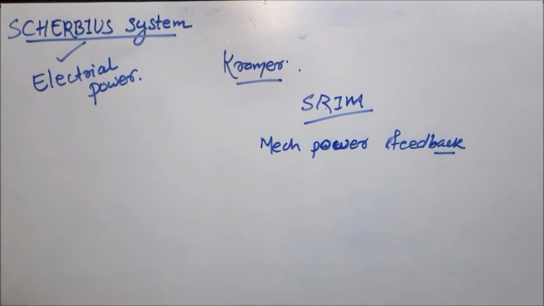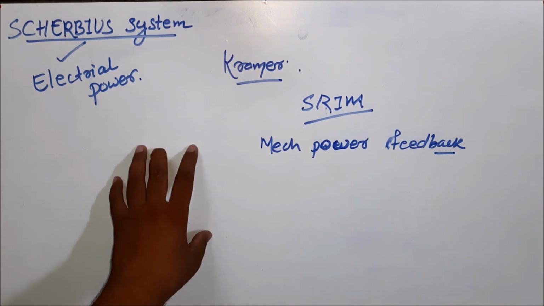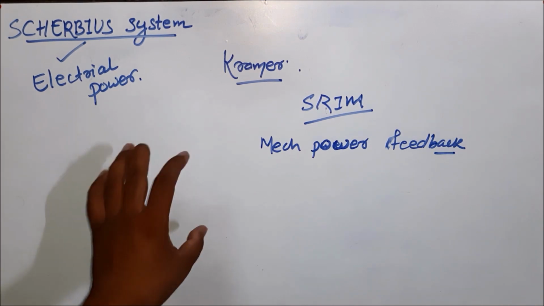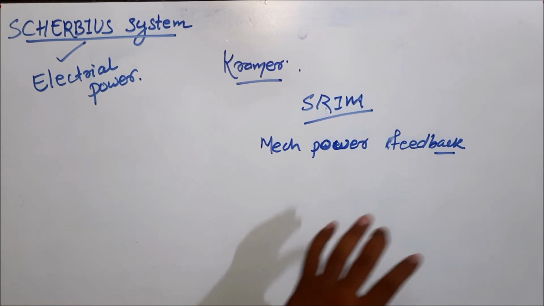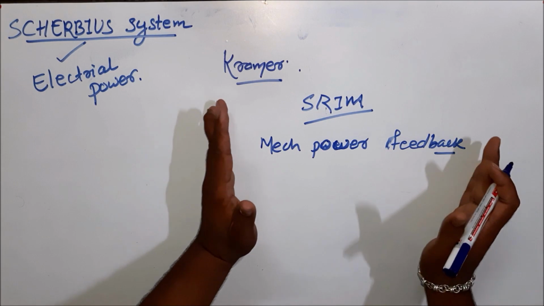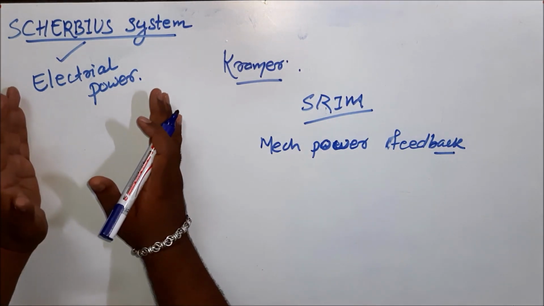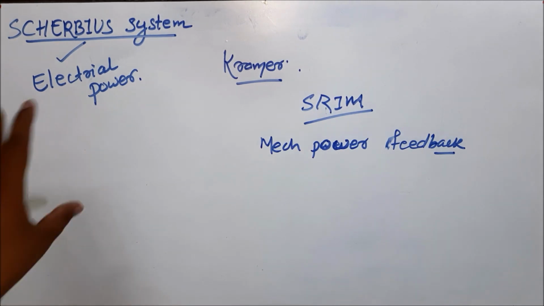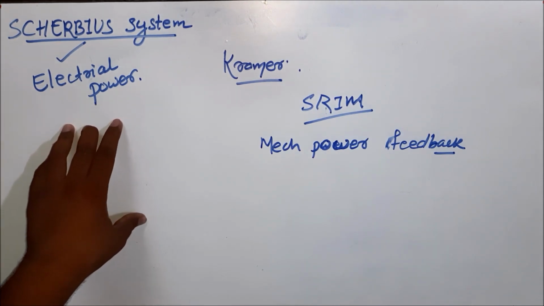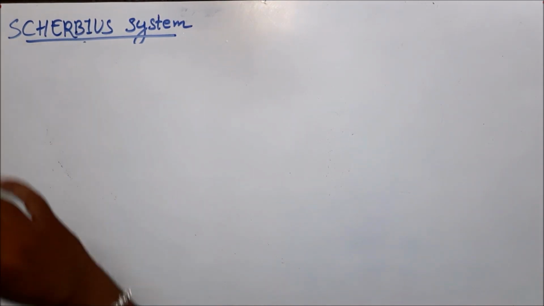That means the power which is wasted in the slip ring resistance, we collect those power and feed back to the series of machinery, and the output of the machinery for Kramer system is the mechanical power, and output of the machinery of Scherbius system is the electrical power. Let us draw the circuit diagram for Scherbius system.